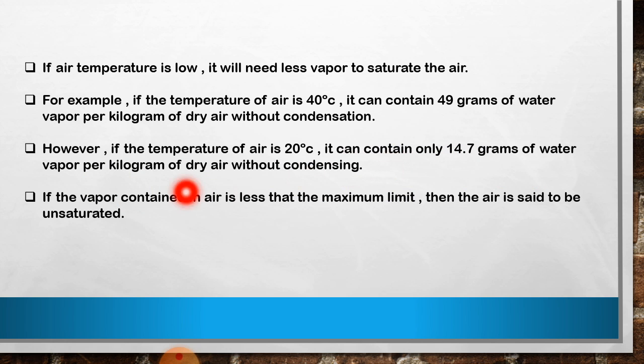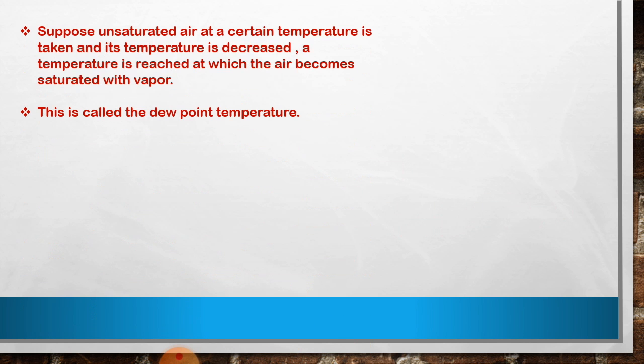Okay, if the vapor contained in air is less than the maximum limit, then the air is said to be unsaturated. Okay, yes, so suppose unsaturated air at a certain temperature is taken and its temperature is decreased, a temperature is reached at which the air becomes saturated with vapor, then this is called the dew point temperature.